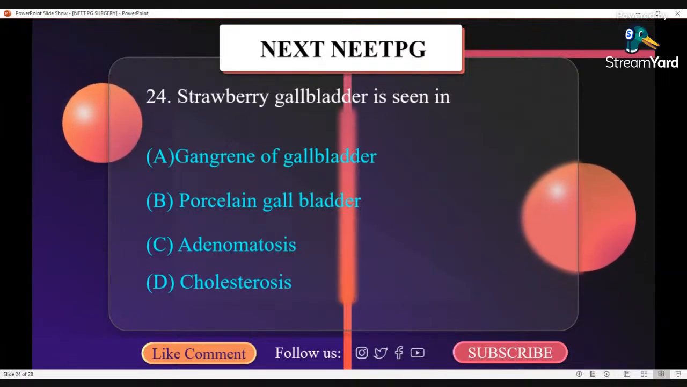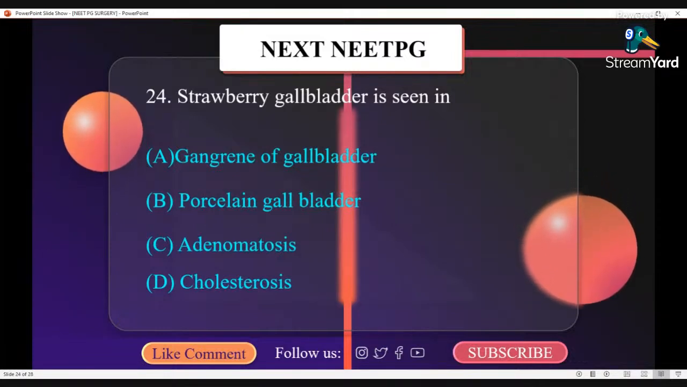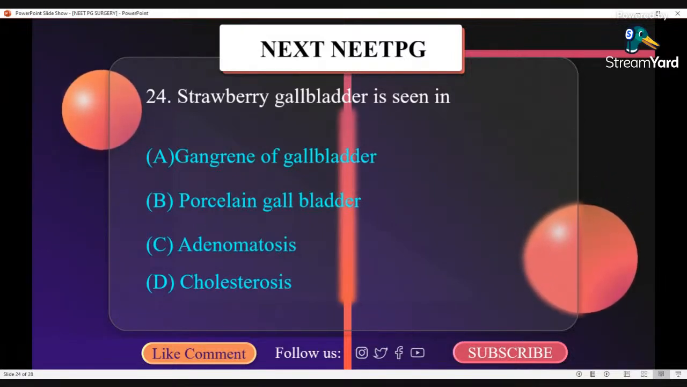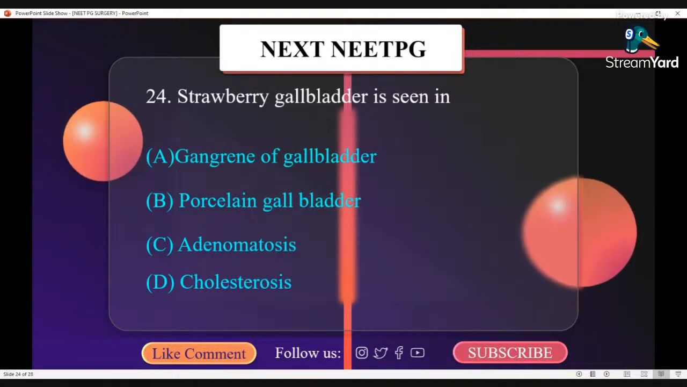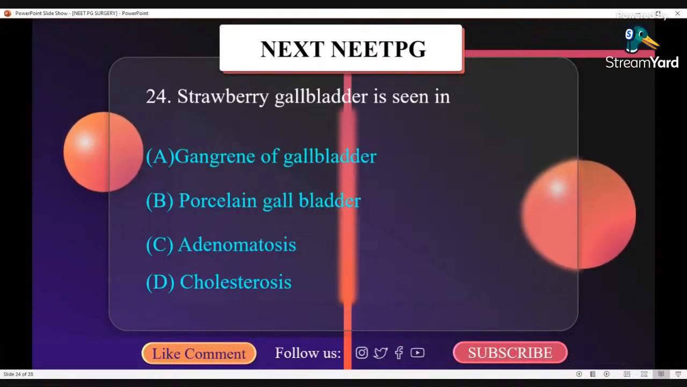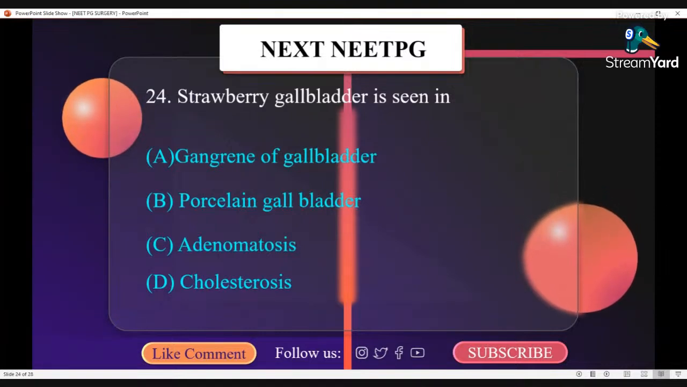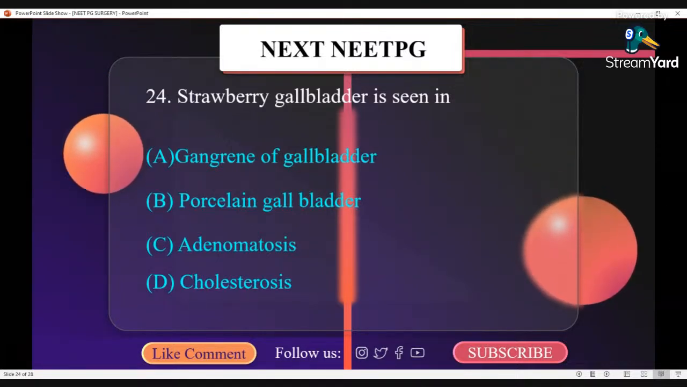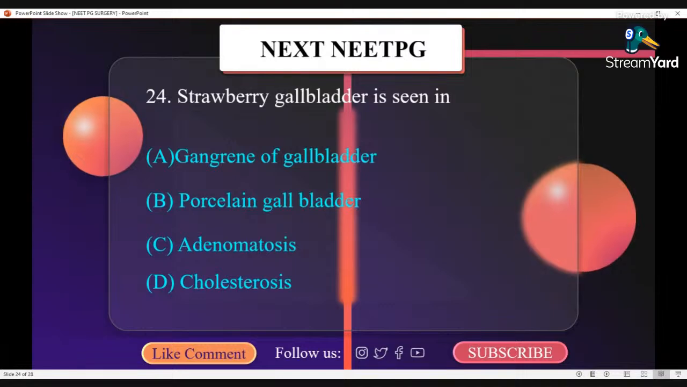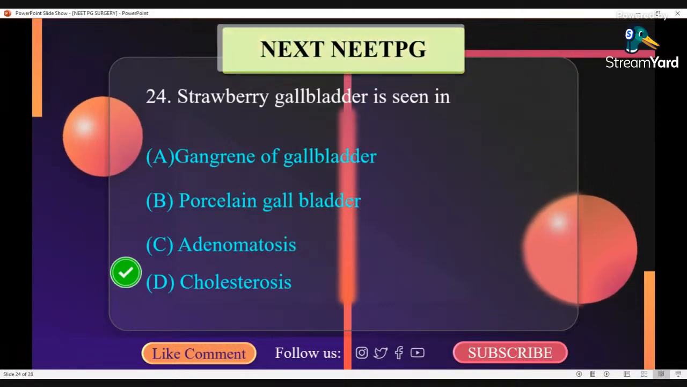Then type 2 is cholesterol-laden polypoid projection in the mucosa, also known as cholesterol polyposis or gallbladder polyp. Then type 3 is granulomatous thickening and hyperplasia of gallbladder, known as cholecystitis glandularis proliferans. Then diverticular formation in the wall of gallbladder, diverticulosis of gallbladder, and gallbladder with fistula. Correct option here is D.